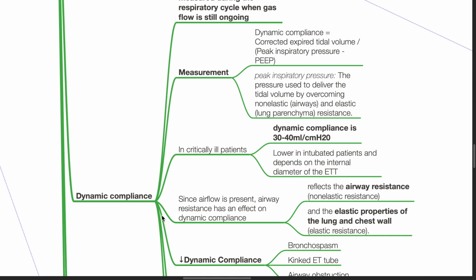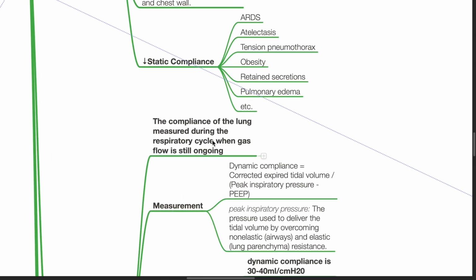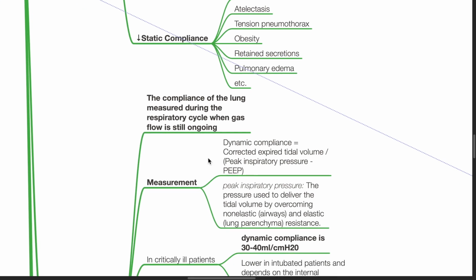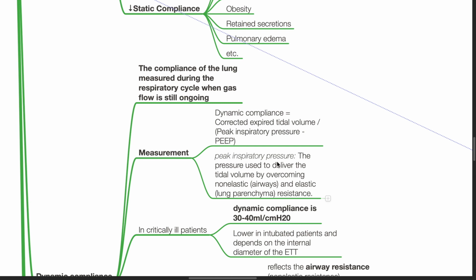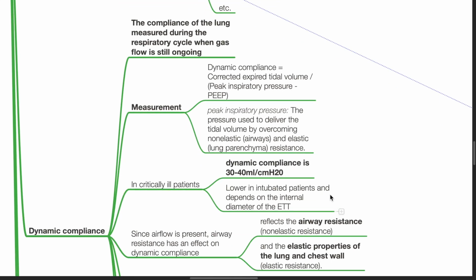Dynamic compliance is the compliance of the lung measured during the respiratory cycle when gas flow is still ongoing, and the formula is dynamic compliance equals corrected expired tidal volume divided by peak inspiratory pressure minus PEEP. Peak inspiratory pressure is the pressure used to deliver the tidal volume by overcoming non-elastic and elastic resistance. In critically ill patients, dynamic compliance is 30 to 40 mL per cm H2O. It is lower in intubated patients and depends on the internal diameter of the ETT.